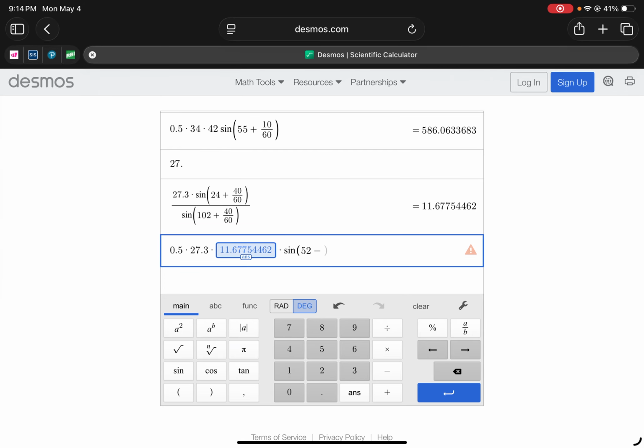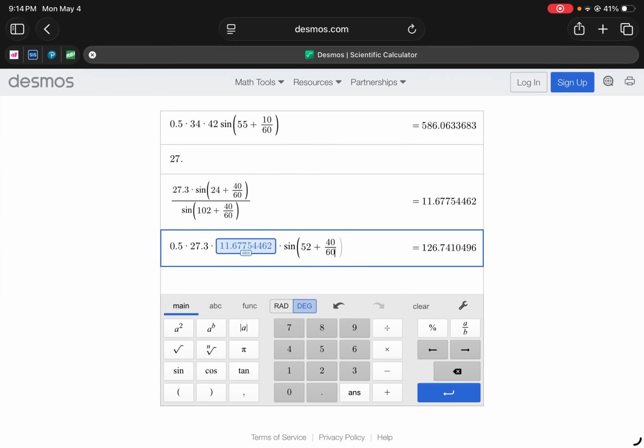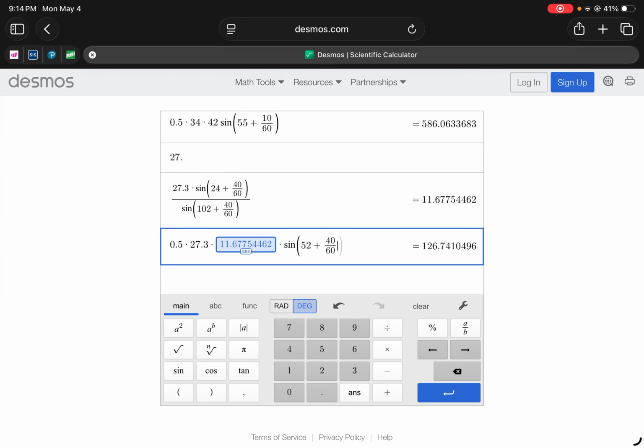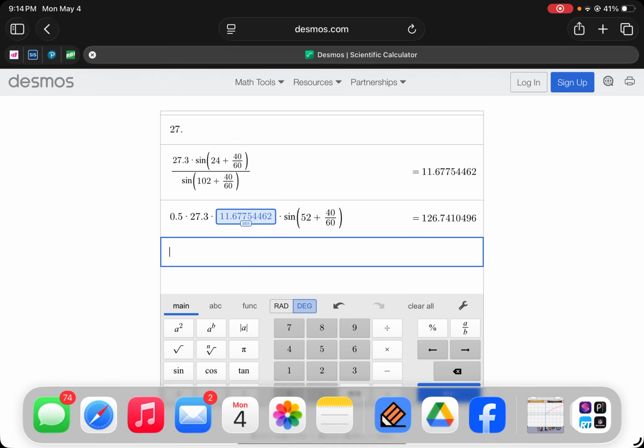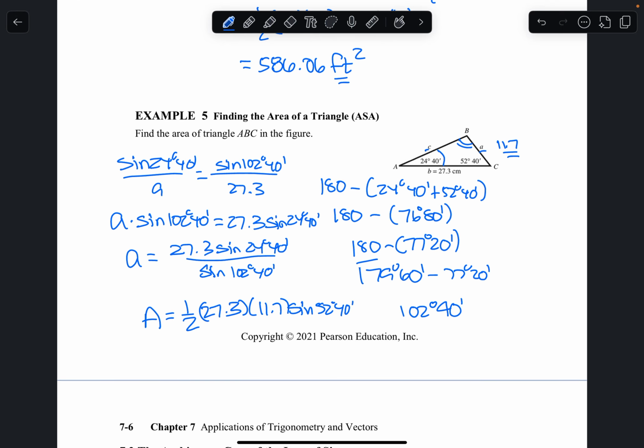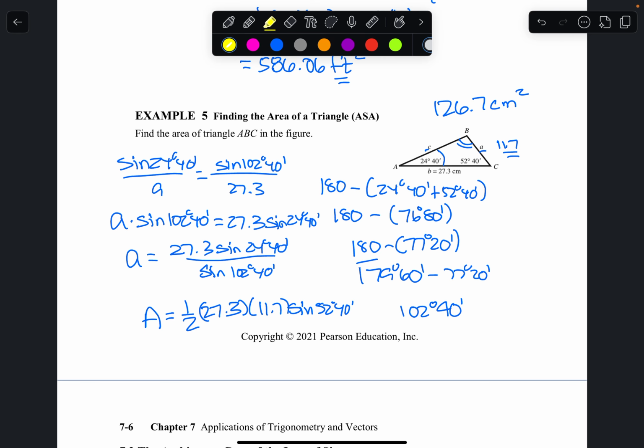52 plus 40 divided by 60. And again, all that part is doing is converting those minutes into decimal degrees. And my final answer: 126.7. Again, since it's an area, it would be in square units. We'll go ahead and highlight that answer in green because it's the right answer. That, ladies and gentlemen, is how you do the law of sines.